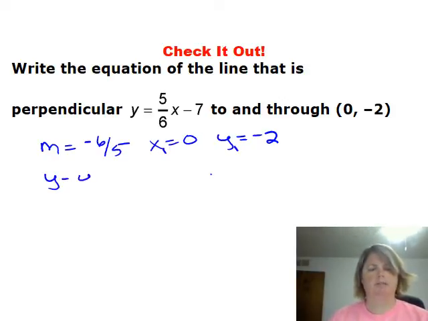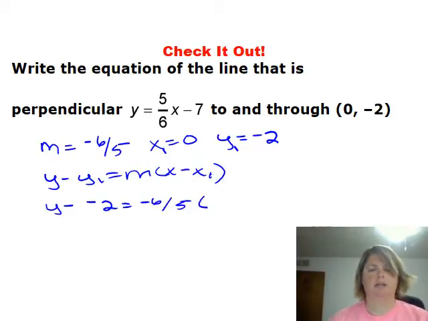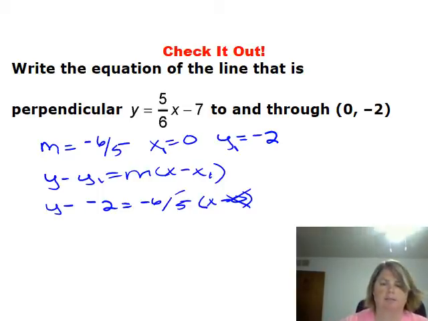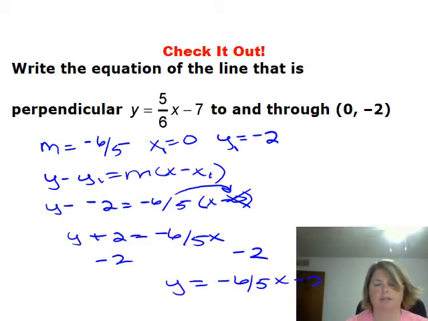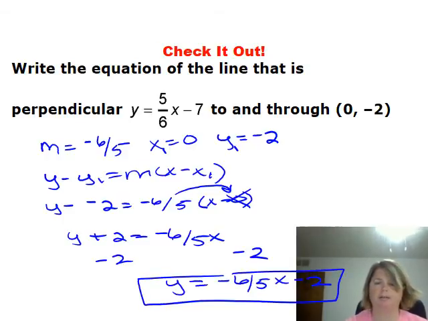So y minus y sub 1 equals m times x minus x sub 1. Y minus a negative 2 equals negative 6/5 times x minus 0. Oh, we love 0, right? Because this times this is 0. So we have y plus 2 equals negative 6/5 x. Minus 2 from both sides, and you get y equals negative 6/5 x minus 2. All right, hopefully you're a winner. If not, come see us and we can re-explain it.